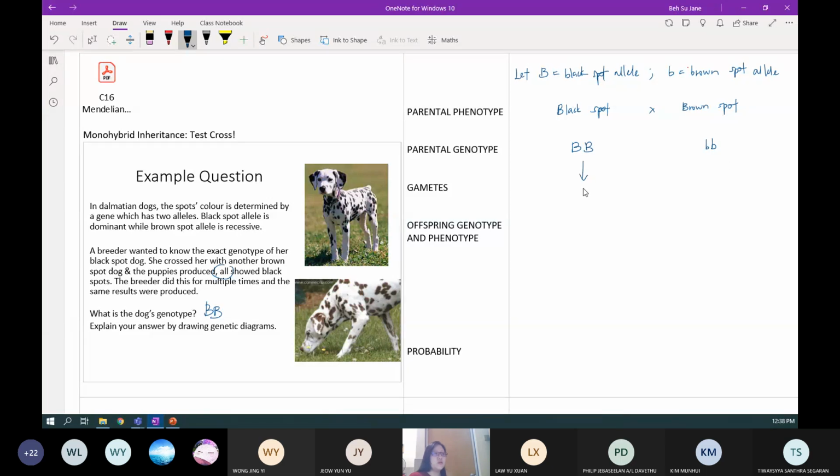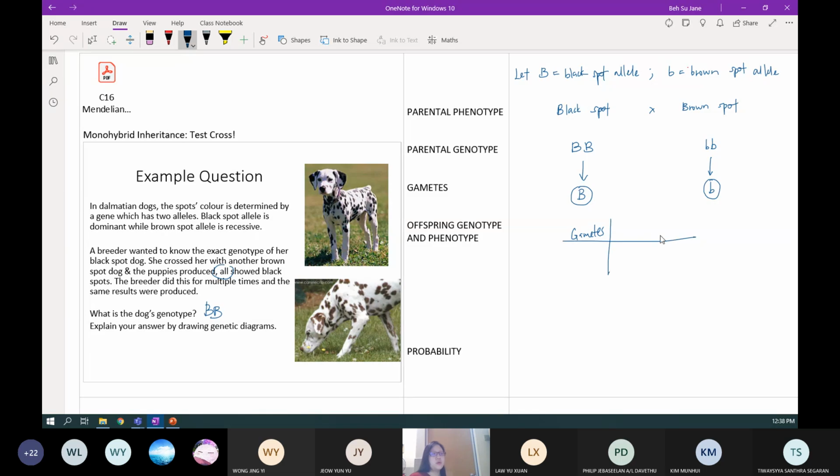The gametes, don't forget to put a cross here, don't forget to circle the gametes. Again, since there's only one type of gamete, you don't really need to draw it twice. Okay, draw the Punnett square.